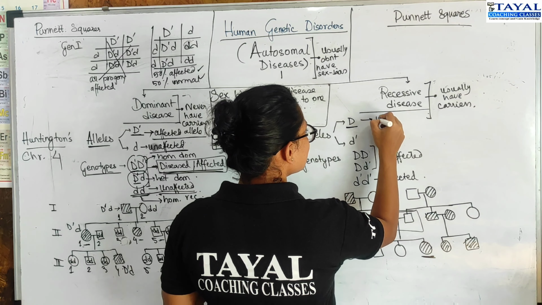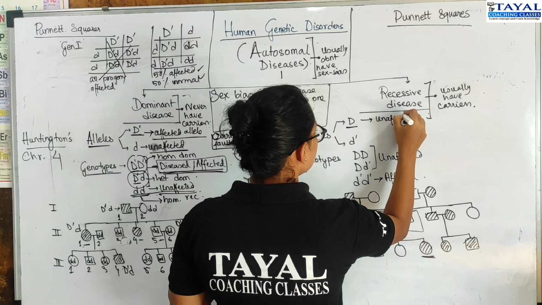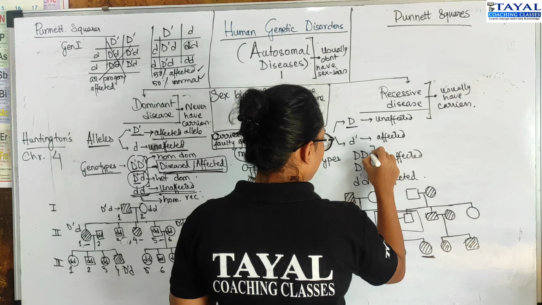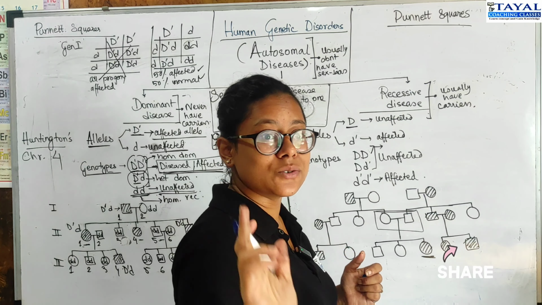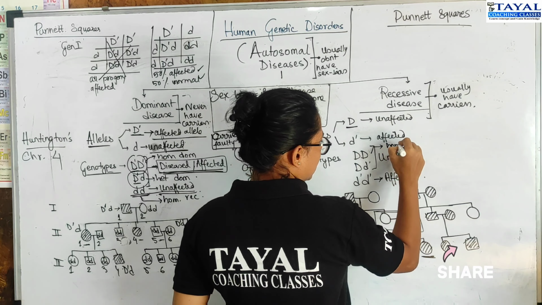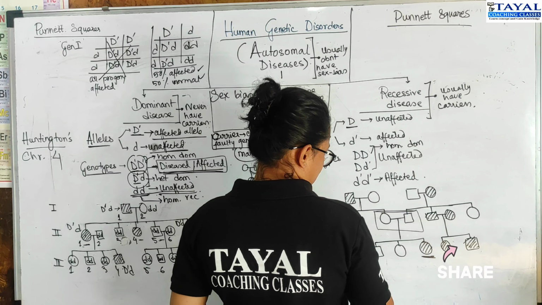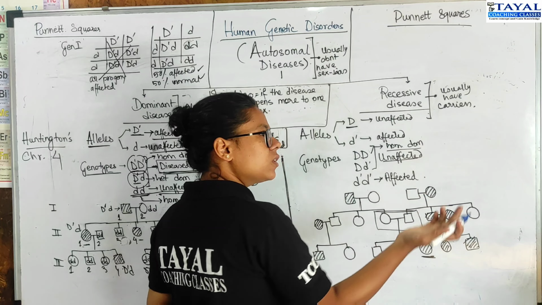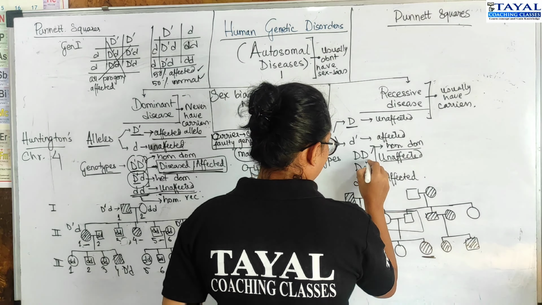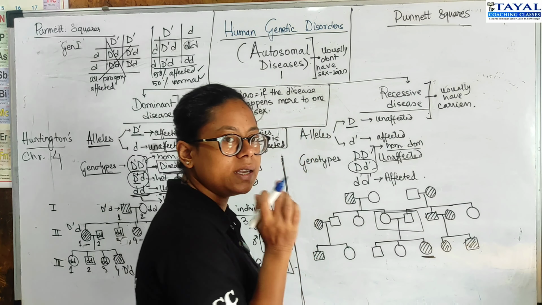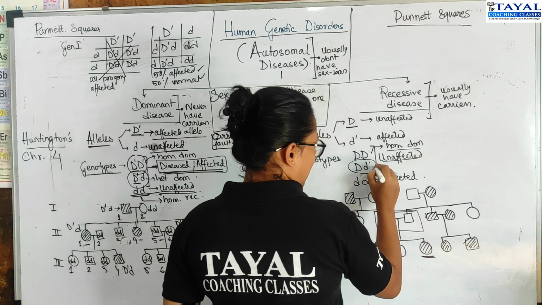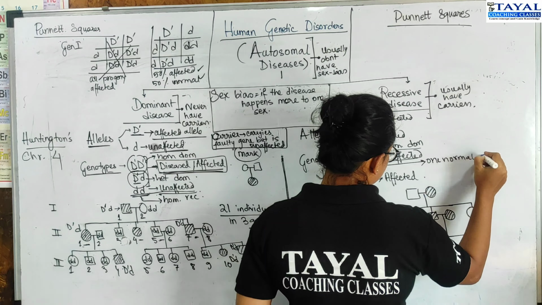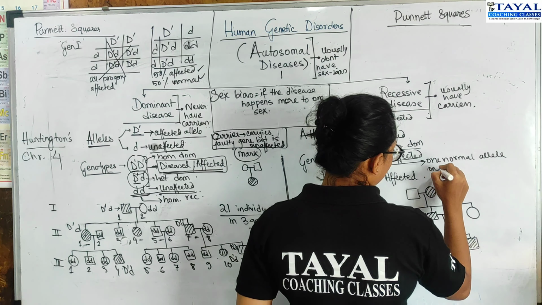Capital D allele in this case is the unaffected or normal allele, whereas small d is the allele for the affected, right? However, because this disease is recessive, in a homozygous dominant case, the organism will be unaffected because there is no allele for the disease present. In the case of capital D, small d dashed, these organisms have one normal allele, one allele for disease.